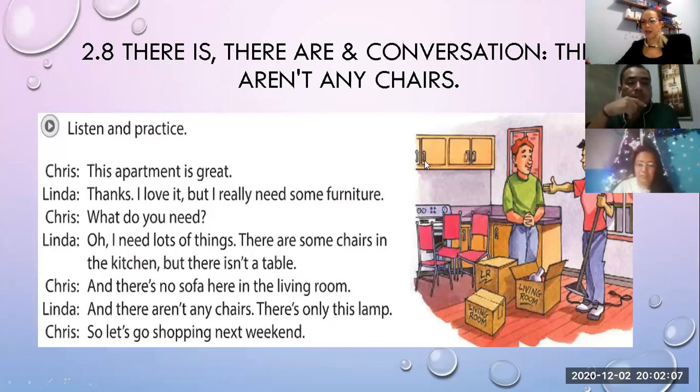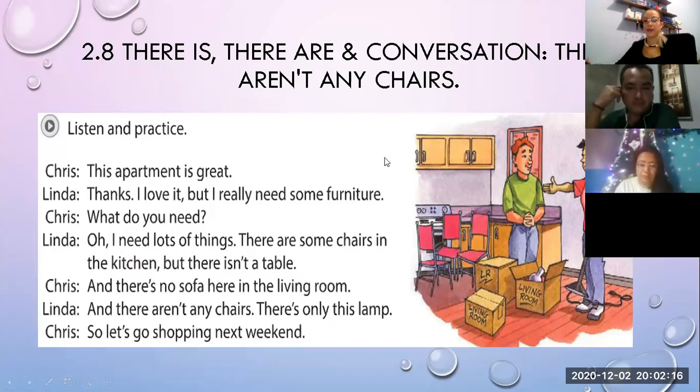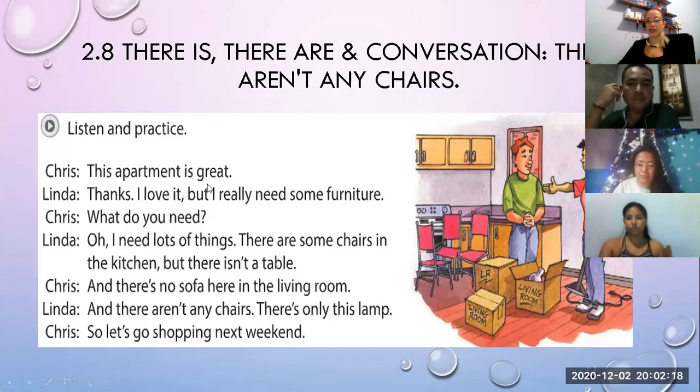As you can see in the picture, there is someone who is moving to a new house or a new apartment. In this case, she is moving to a new apartment. And we can see the conversation here. So the first thing we're going to do is to practice pronunciation. Let's go ahead and practice. This apartment is great. Thanks, I love it, but I really need some furniture.